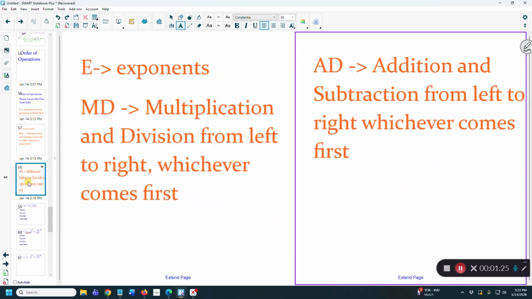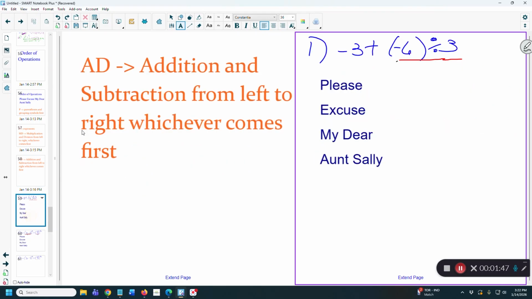And finally, we have the A and S in please excuse my dear Aunt Sally. So that's addition and subtraction from left to right, whichever comes first. So let's do two problems.